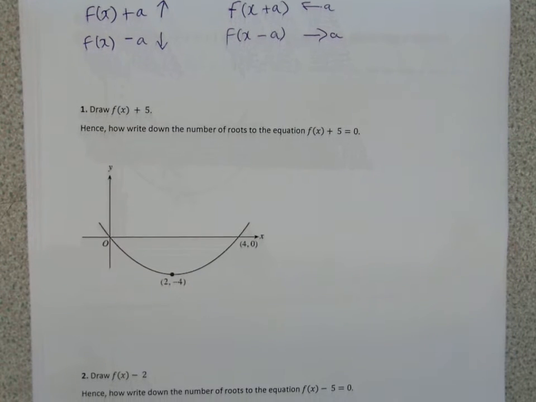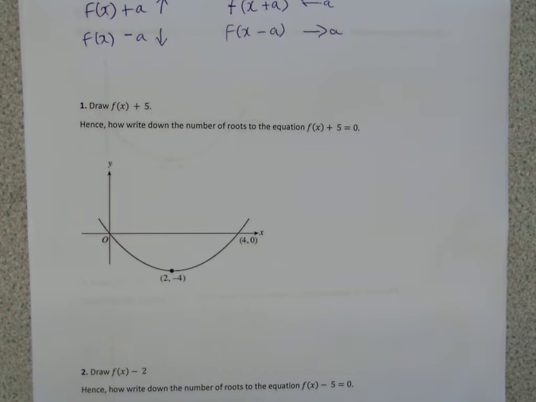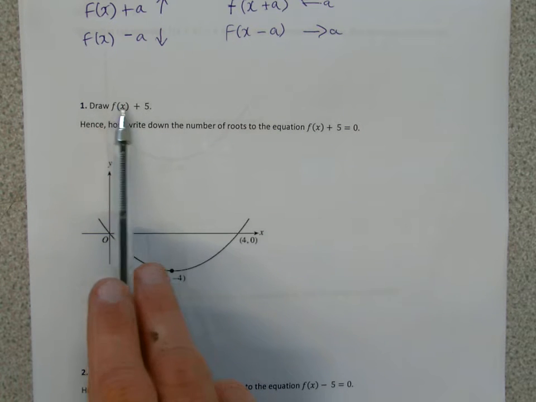Let's look at number 1 here. It says, draw f of x plus 5. Hence, write down the number of roots to the equation f of x plus 5 equals 0. Well, let's not worry about this. Let's try and draw this first.